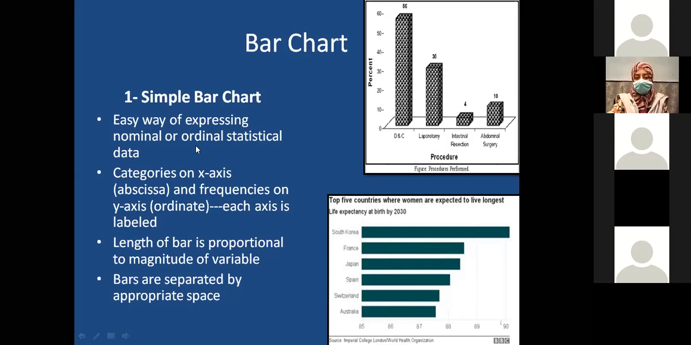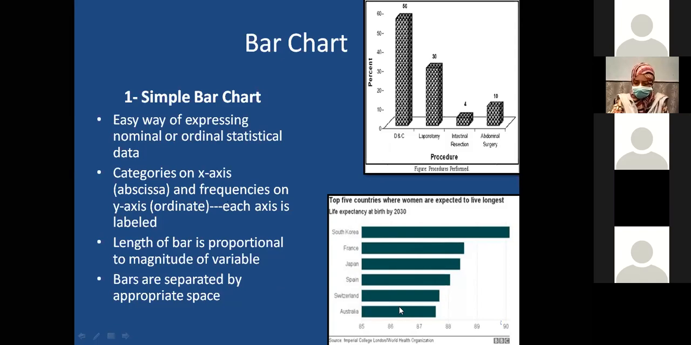It's an easy way of expressing nominal or ordinal statistical data. You can use it for ordered data or for data that doesn't have any order, for example, male and female. The categories are given on the x-axis, though you can keep them on the y-axis as well. This x-axis is known as the abscissa, and the frequencies are given mostly on the y-axis, which is known as the ordinate. Each axis is labeled accordingly, the length of the bar is proportional to the magnitude of the variable, and the bars are separated by appropriate spacing.